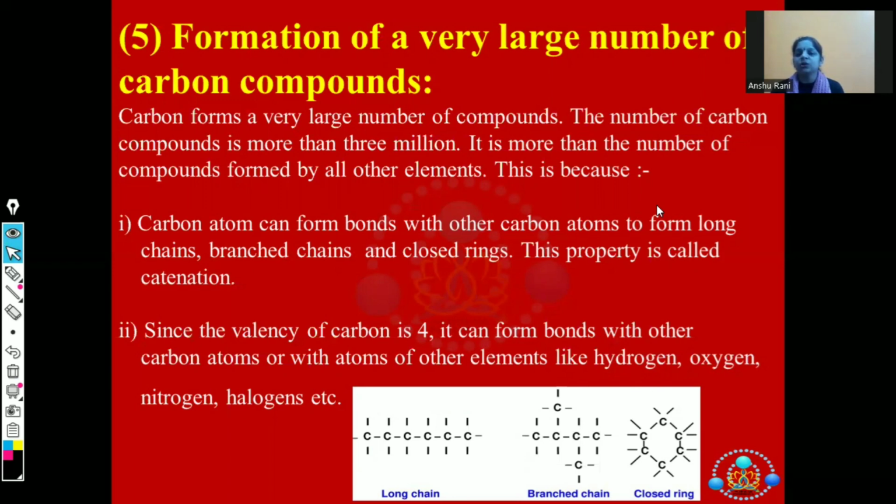Carbon shows catenation to the maximum extent. Catenation means self-linking property. Carbon can combine with other carbon atoms to form straight chains, branched chains, and closed ring structures. That's why it can make a large variety of compounds. Carbon can bind with hydrogen, oxygen, nitrogen, halogens to a larger extent. And if we want some more subtopics, then we can write multiple bonds, like carbon can make single, double, triple, all types of bonds. Along with that, it shows isomerism. Isomers are the compounds which have the same molecular formula but different structural patterns. Because of that only, we get the maximum number of compounds.